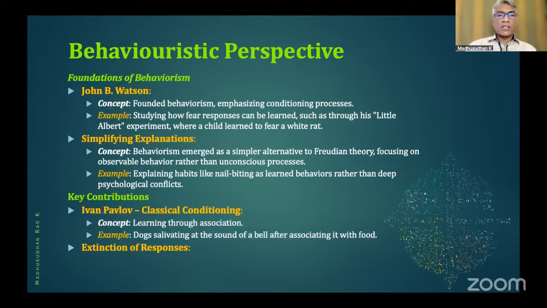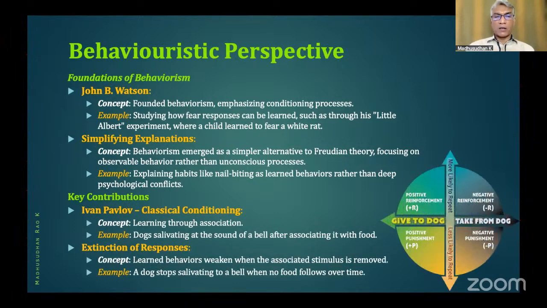Then Ivan Pavlov, what he said: learning through association. The dog salivates at the sound of the bell after associating it with food. Similarly, learned behavior weakens when the associated stimulus is removed. When the stimulus is removed, automatically the association slowly separates. Then it was unlearned. So dogs stop salivating to the bell when no food follows over time. So this is positive reinforcement, negative reinforcement, negative punishment. Give to the dog, take from the dog. These are the methods. This is the representation.